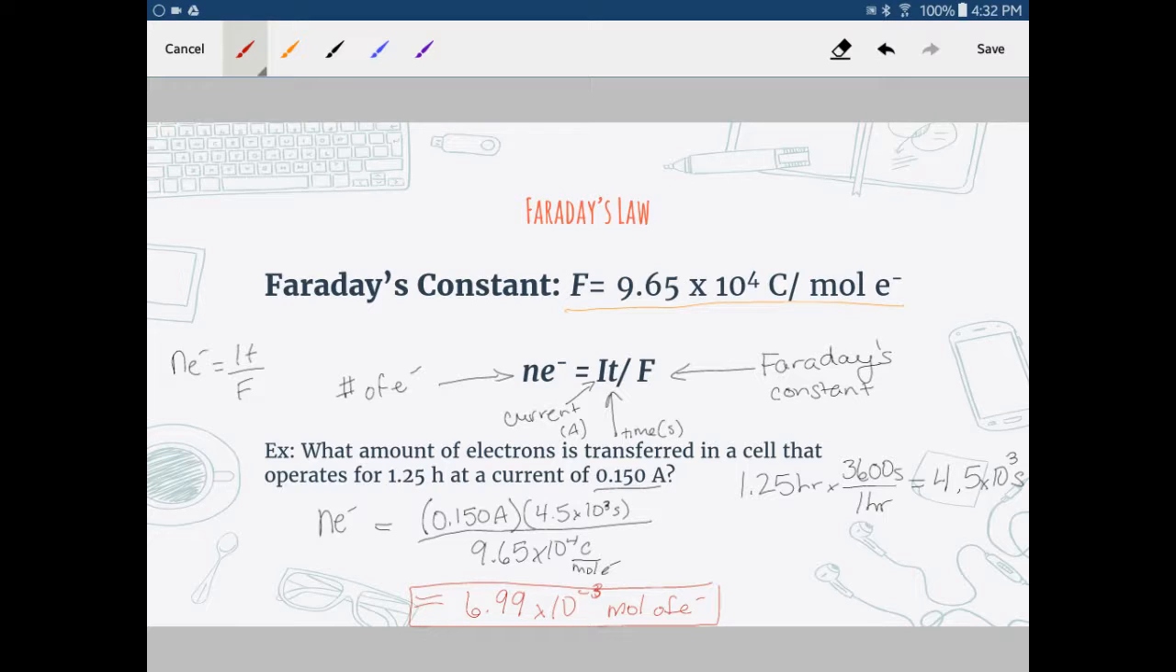A few things that you need to keep track of is your time units and your units on your amps, just to make sure that when you plug these in, you have the right units. The units on your Faraday's constant should never change. It should always be coulombs per mole.